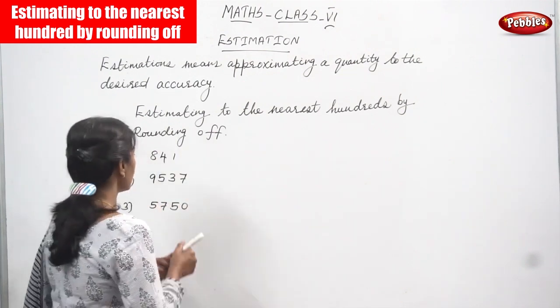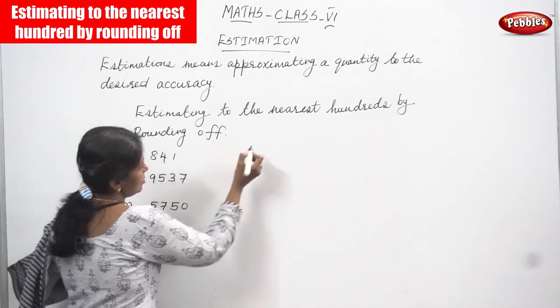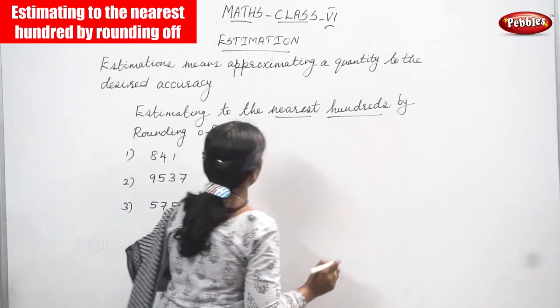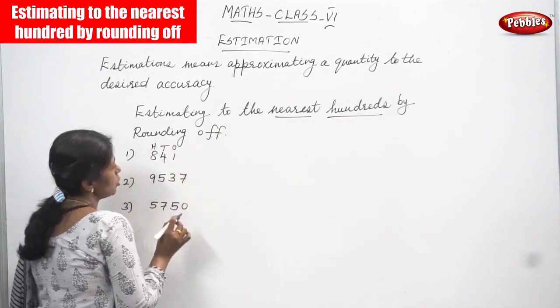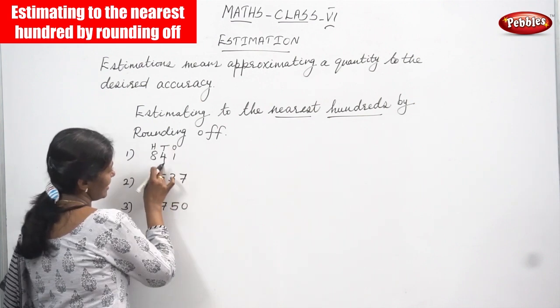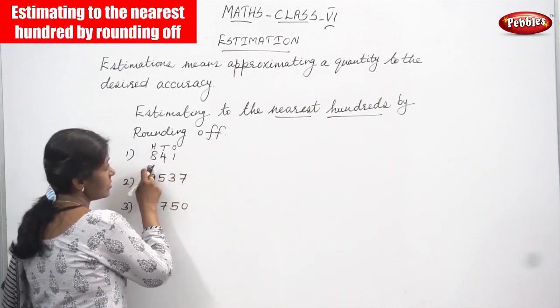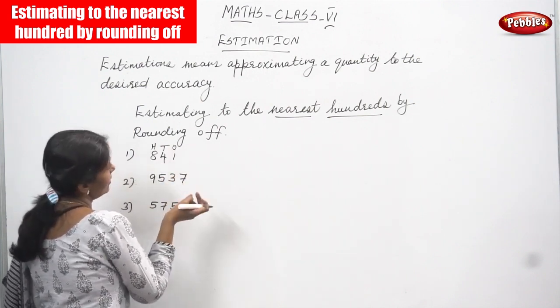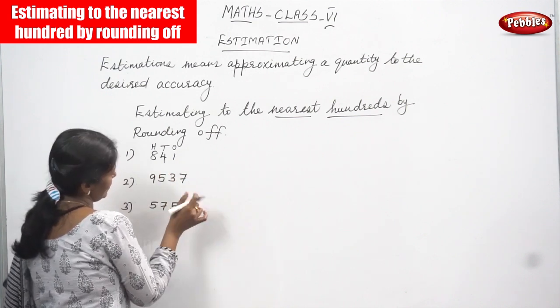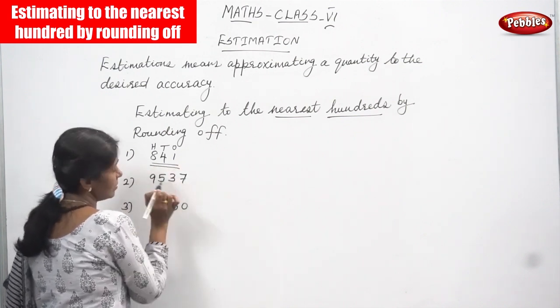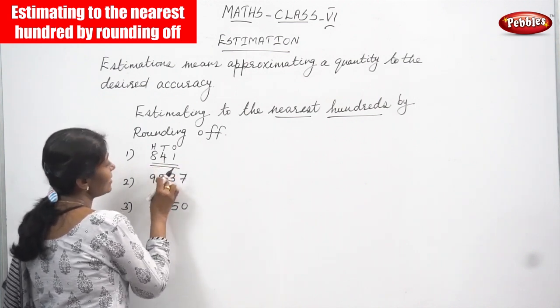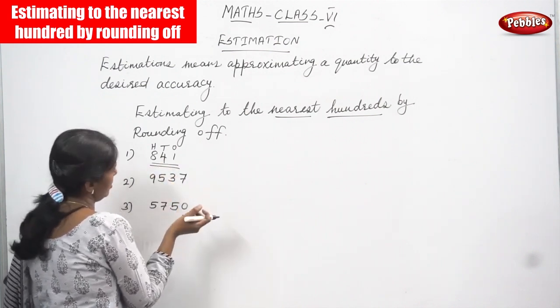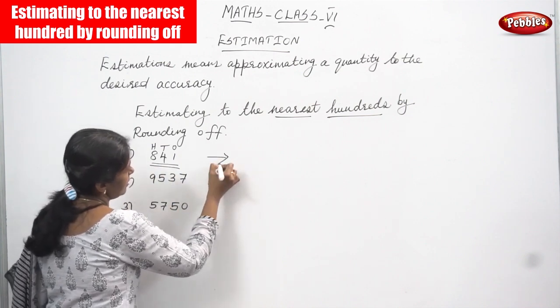841. So look at this number. This is nearest. What is the heading? Nearest 100. Okay. So ones, tens, 100. First place is ones, next is tens, and the last one is 100. So you have to estimate by rounding to the nearest 100. You have to change this 841 to the nearest 100. So what is the answer for the question?